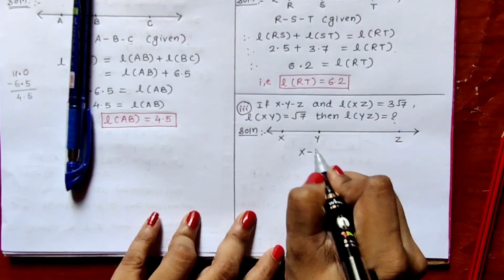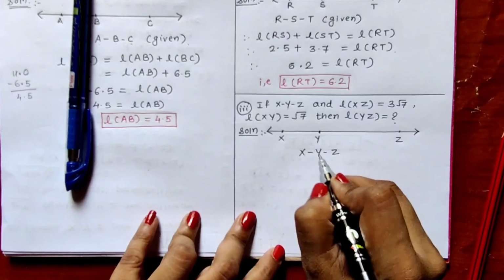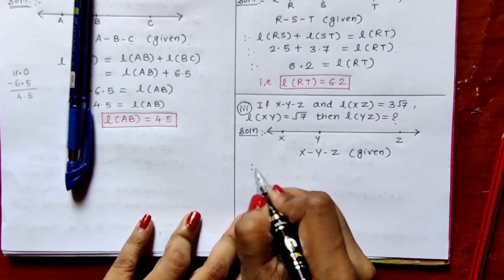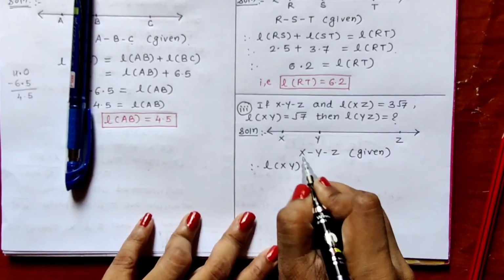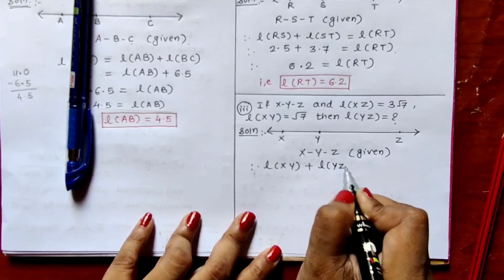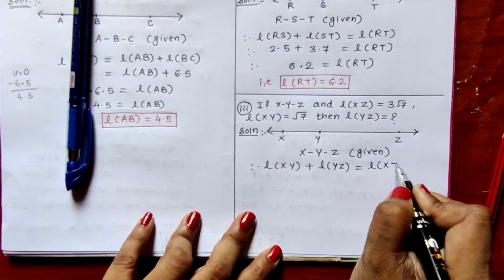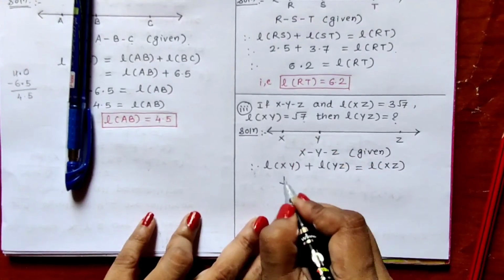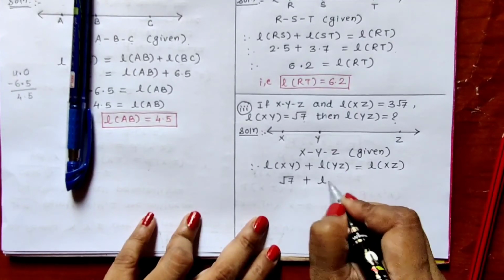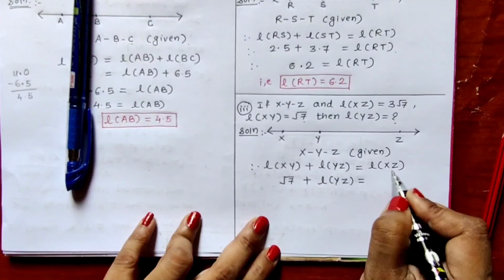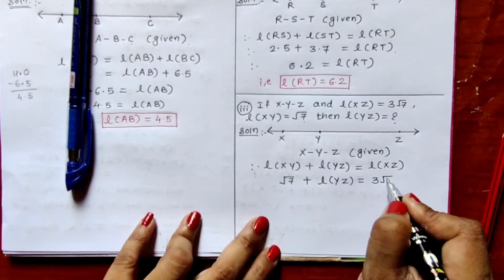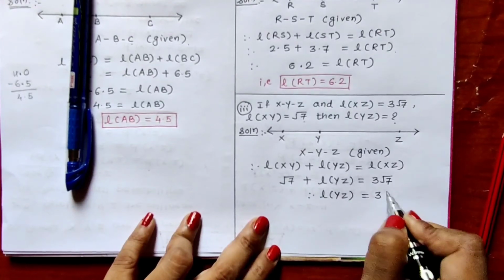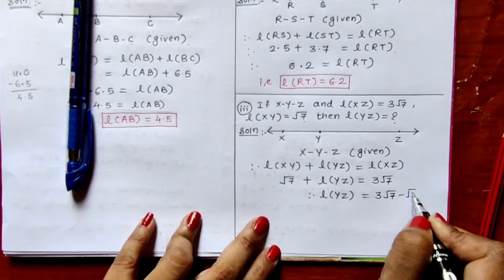Let us see how to solve this. What is given to us? X-Y-Z is given. That means, therefore, length XY plus length YZ is equal to length XZ. Now, let us substitute the values. XY is 1 root 7 plus YZ we have to find out. Length XZ is 3 root 7. Therefore, length YZ is equal to 3 root 7 minus root 7.